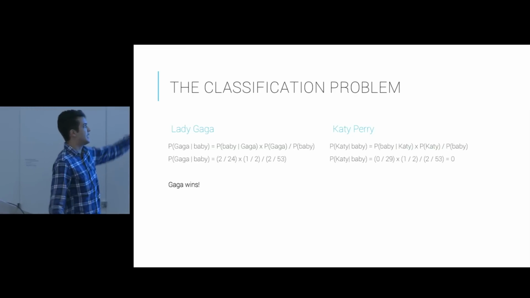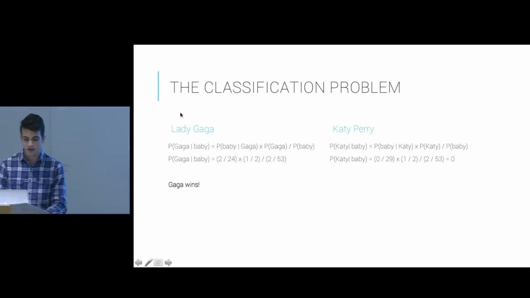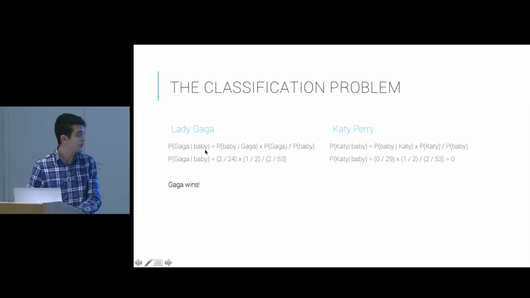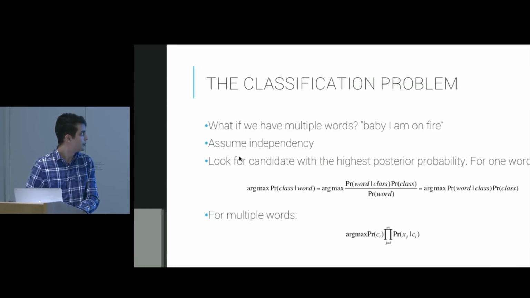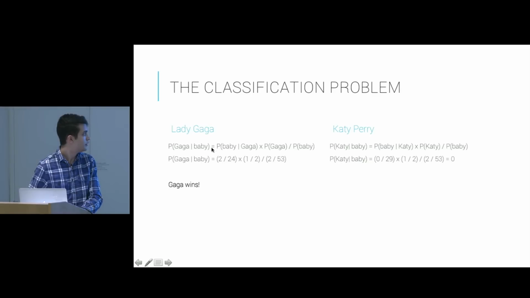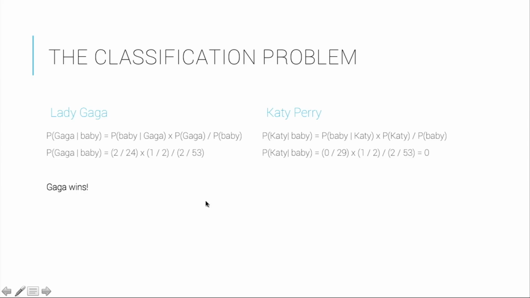Okay, so if I calculated that for each of the songs, for Lady Gaga, the probability of Gaga will be something like 2 over 24 times a half over 2 over 53. It doesn't matter where these numbers are coming from, but it's a number that is going to be more than 0, right? And then when I do Katy Perry, the probability of baby given Katy is already 0, because there's no baby in Katy Perry. So this becomes 0, and Gaga wins, which means that Gaga is probably the singer. Does that make sense?